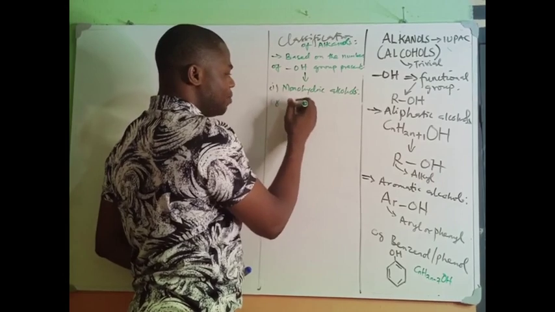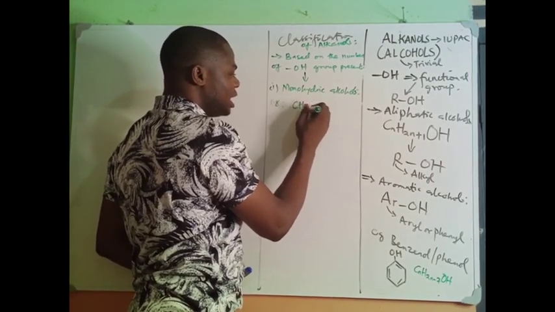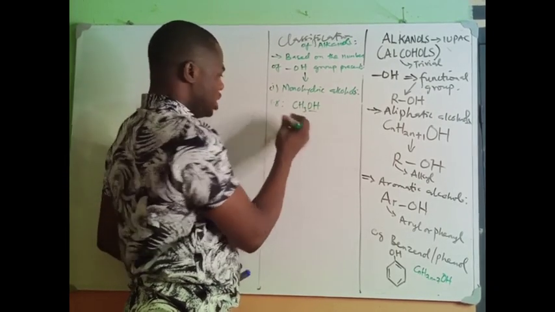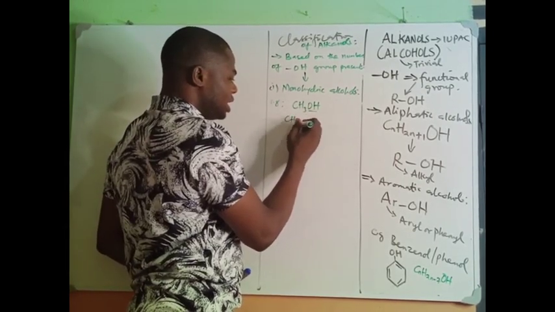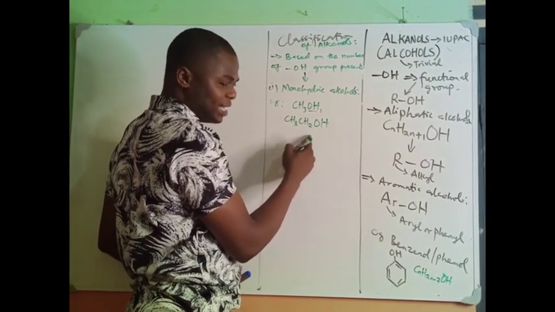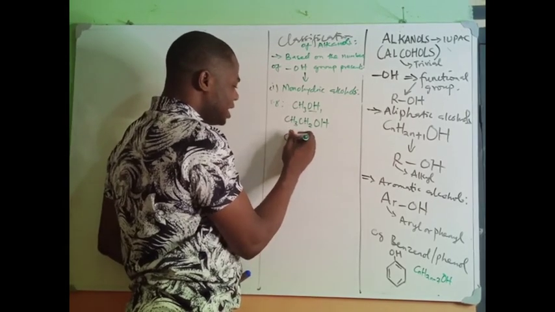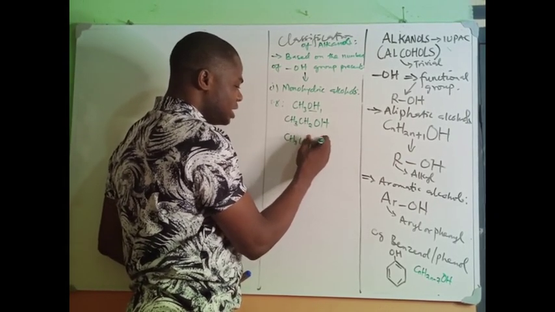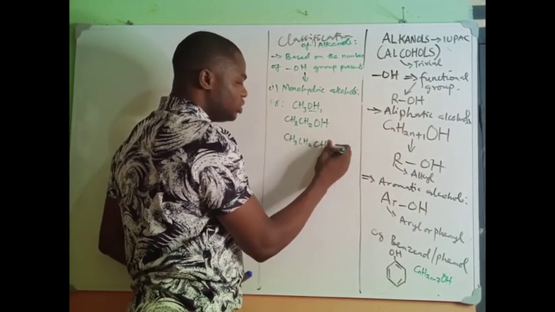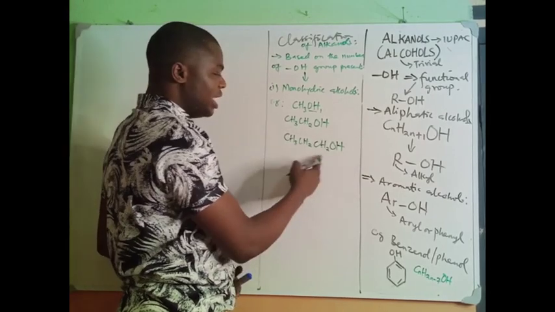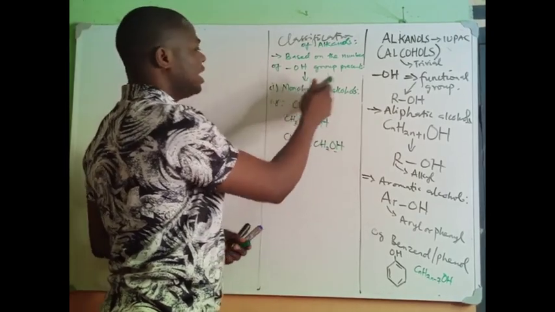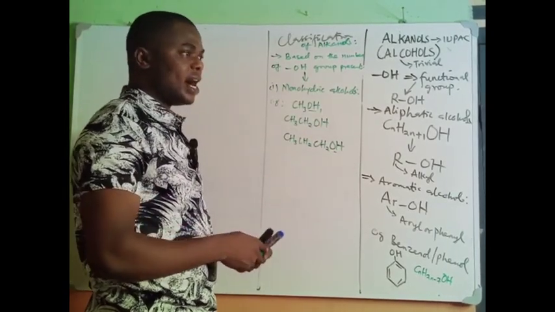Examples of monohydric alcohol can be CH3OH, which we call methanol. You can see it's only one OH. It can also be CH3CH2OH. You see one OH, that is ethanol. It can be CH3CH2CH2OH, which is propanol. So far as it contains one OH, you fall under the class of monohydric alcohol.